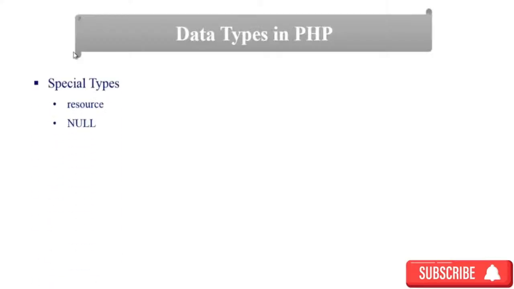Hi guys, in this class we will discuss special data types in PHP. One of them is resource, another is null. About resource we will discuss in the later PHP OOP course, when we create advanced PHP tutorials in which we include OOP concepts. In that course we will discuss this data type. Now in this class we will discuss the null data type.